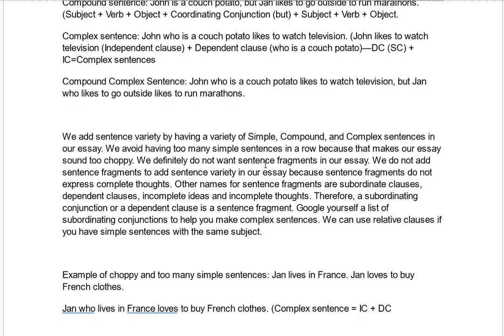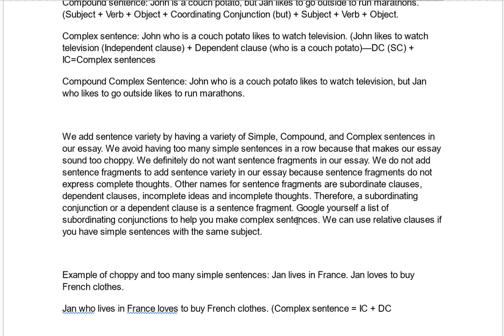We definitely don't want sentence fragments in our essays, and we do not add sentence fragments to add sentence variety in our essay, because sentence fragments do not express complete thoughts. Other names for sentence fragments are subordinate clauses, dependent clauses, incomplete ideas, and incomplete thoughts. Therefore, a subordinating conjunction or a dependent clause alone is a sentence fragment.